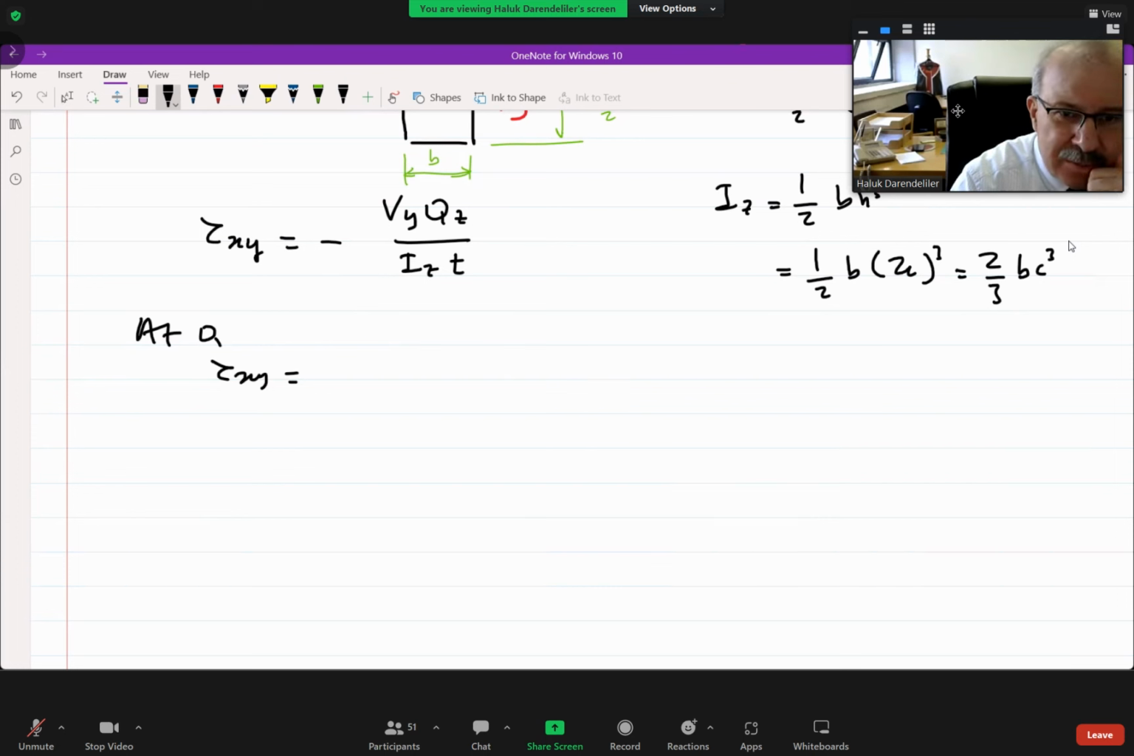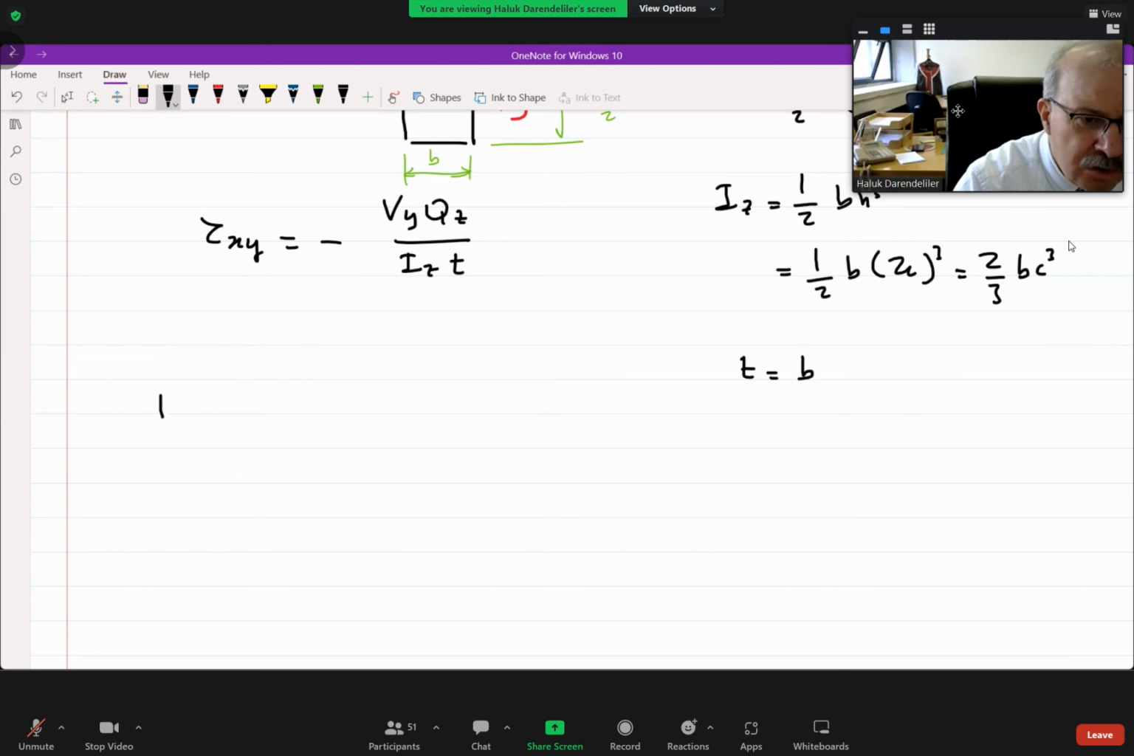Let me write the result, substituting all of these. Or let's write it step by step. Vy is Vy. Look, in this equation, I'll say something practical: t is the length of this line dividing the body into two. So t is b.